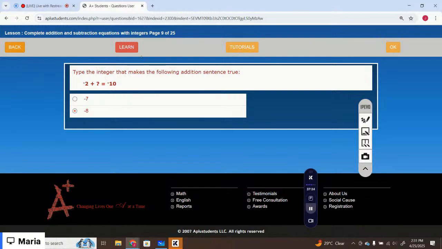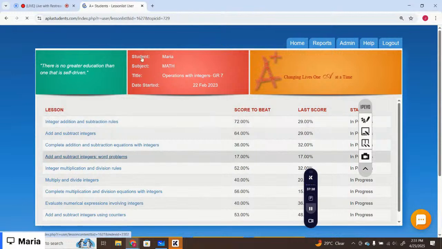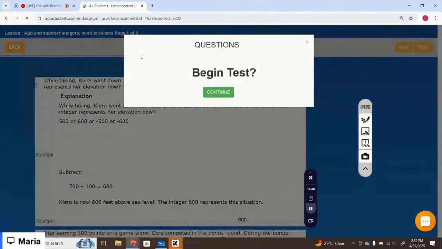Okay, you can complete the lesson by yourself maybe today. Let me just move on to the next lesson. Add and subtract integers, word problems. Let's just start with the test questions.